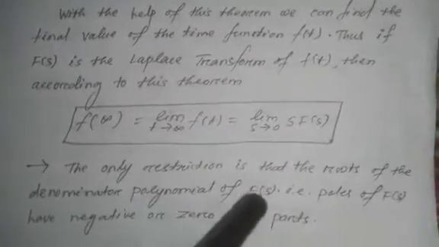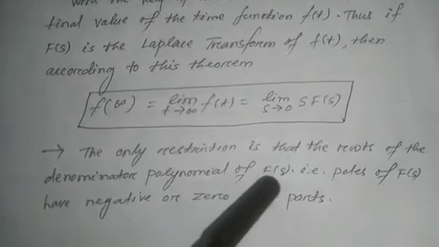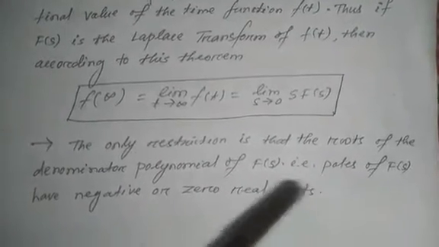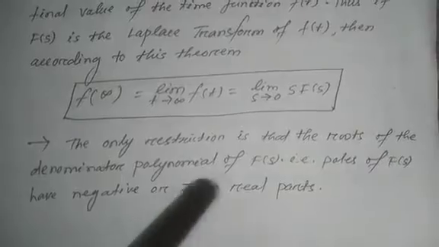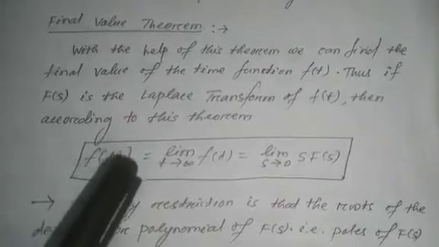The only restriction is that the roots of the denominator polynomial of F of s, that is the poles of F of s, have negative or zero real parts. Okay, that is the concept of the initial value theorem, and this one is the final value theorem.